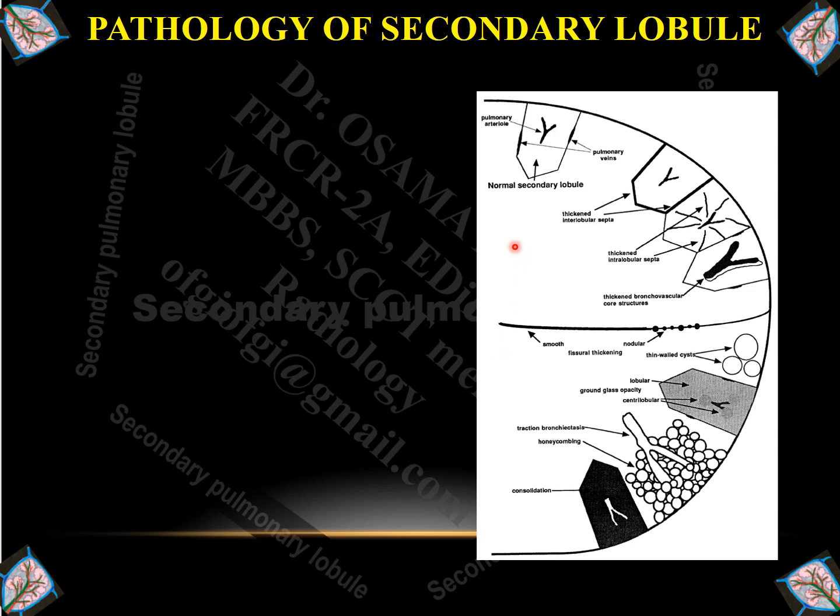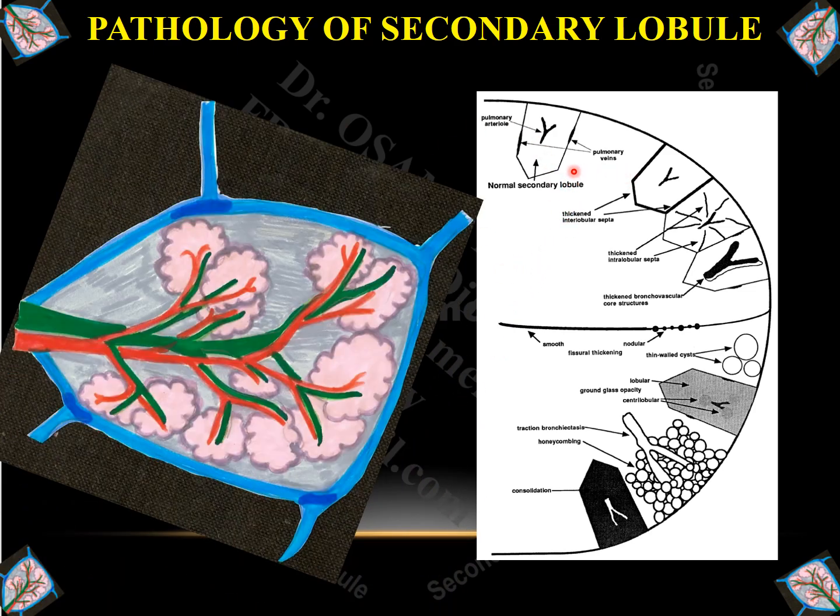Through this anatomy, we can detect the pathology according to this anatomy. As we see, this is the normal secondary pulmonary lobule, with normal thickness of the septa, and also the central arteriole, venule and bronchi. There is no abnormality detected at the center.